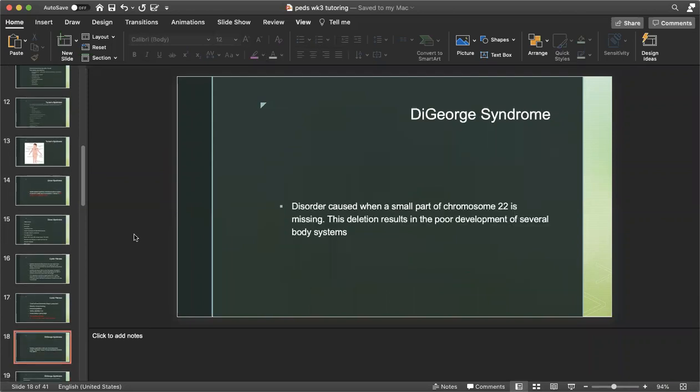Okay, so DiGeorge syndrome. I don't know if she talked about this in class, but it was on our first exam, so I just added it just in case. So DiGeorge syndrome is a disorder caused when a small part of chromosome 22 is missing. This deletion results in the poor development of several body systems.